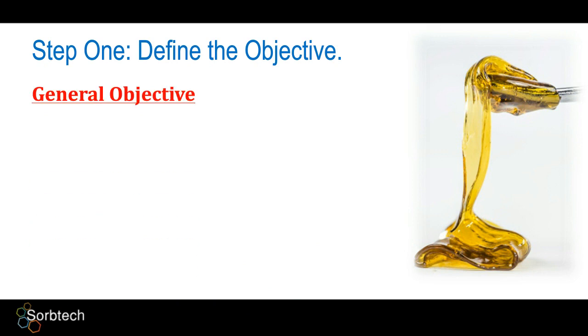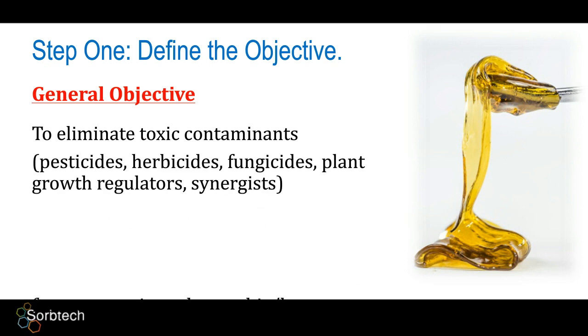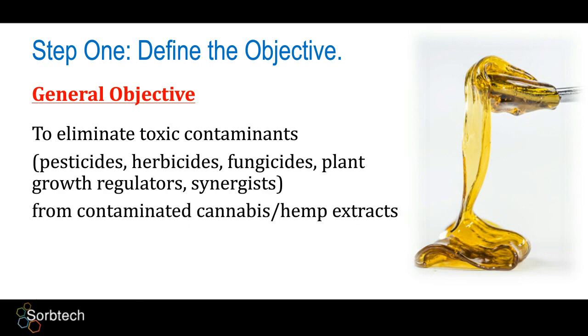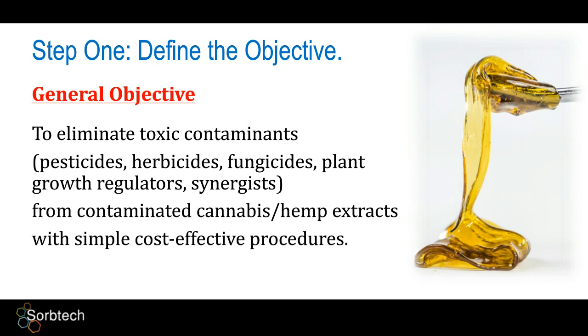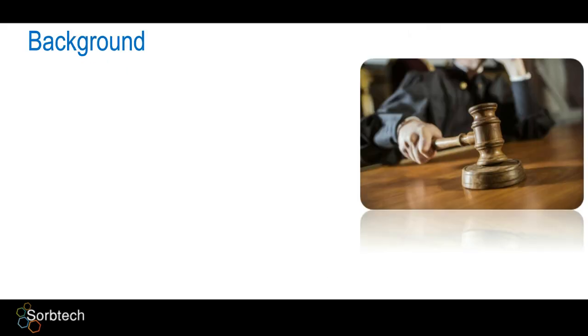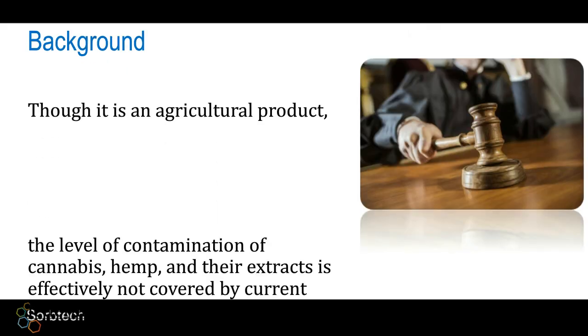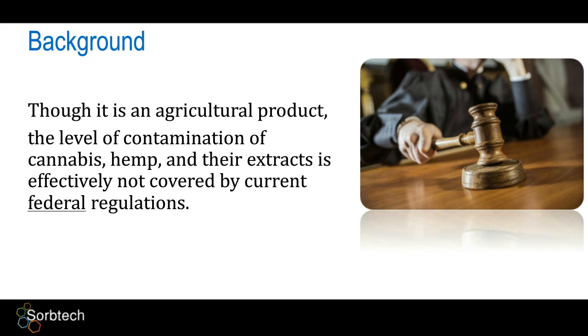Otherwise, you can't know where to stop or when you've achieved your objective. So our general objective is to eliminate toxic contaminants from contaminated cannabis and hemp extracts with simple, cost-effective procedures. That's the goal here. Though it is an agricultural product, the level of contamination of cannabis, hemp, and their extracts is effectively not covered by current federal regulations.